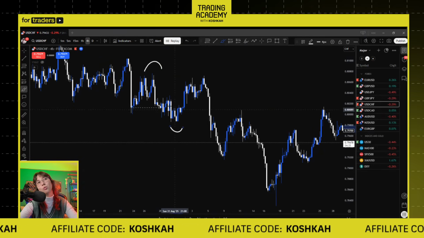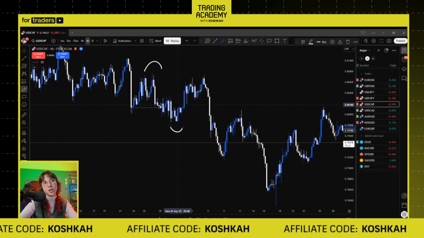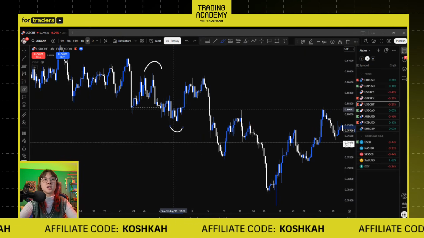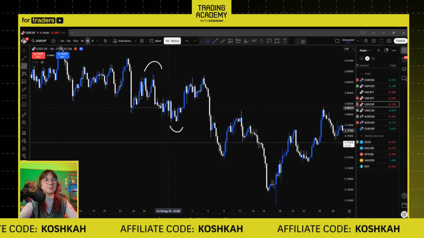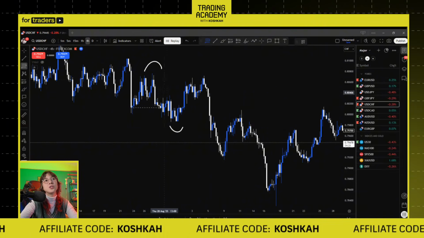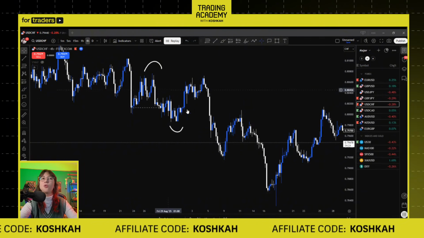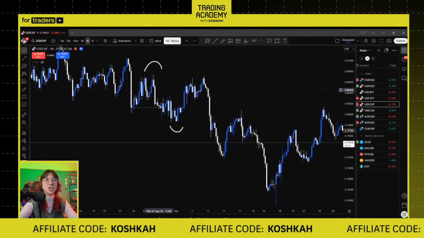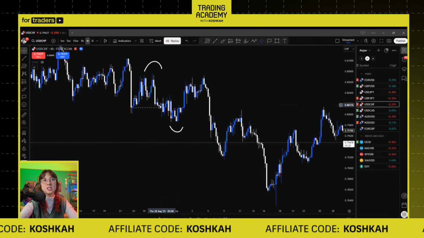Right, this is a little pullback. It's a little bit too small. We're not going to go into details right now for what's considered a valid pullback, but basically it needs to come close to the Fibonacci. But overall, to simplify this explanation, don't consider this as a pullback. So this is your pullback.